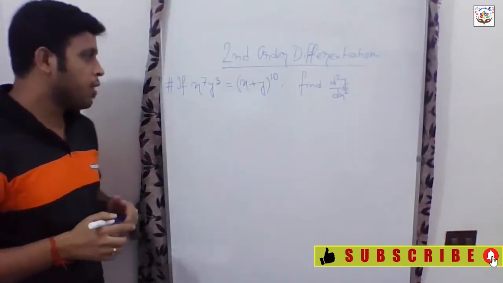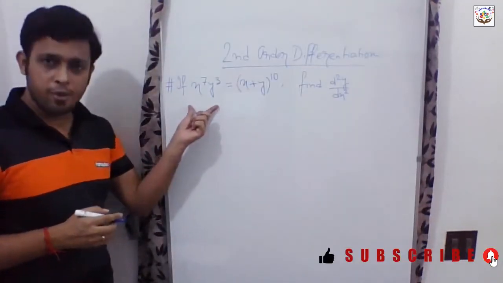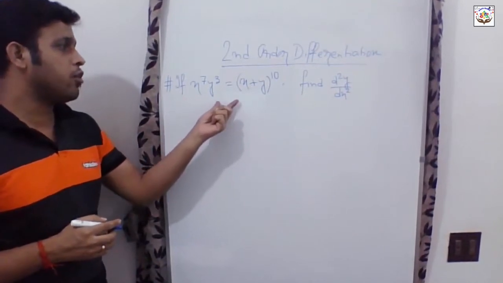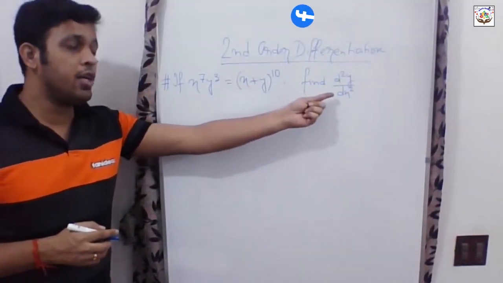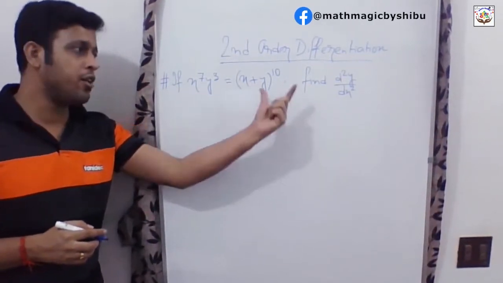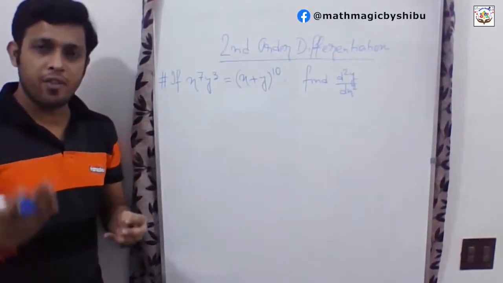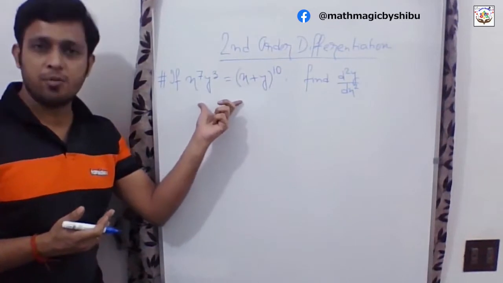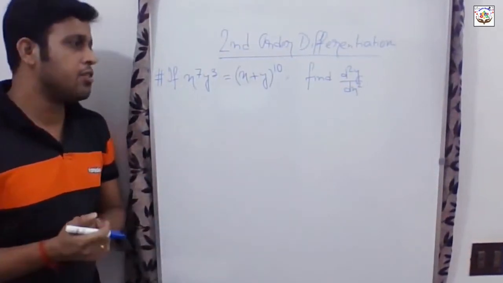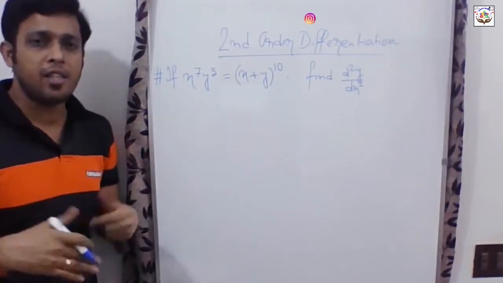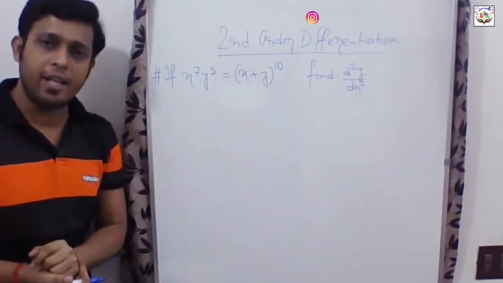So in this problem we have: if x to the power 7 into y cube equals (x plus y) to the power 10, then we need to find d2y by dx square. That means we need to find the second order differentiation of this expression, right? The process will be absolutely the same. We just need to differentiate dy dx again to get the d2y by dx square.